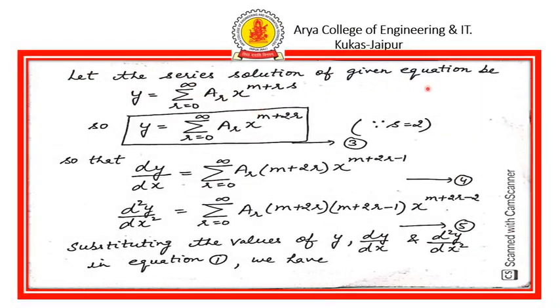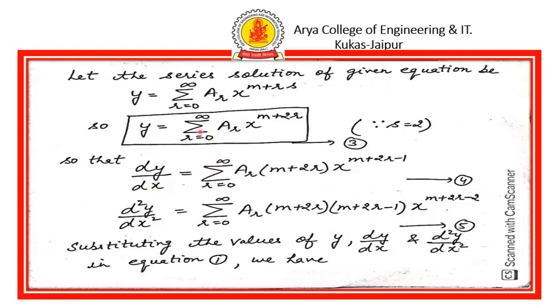Let the series solution of the given equation 1 be y equals summation r equals 0 to infinity a_r x to the power m plus r s. Here s equals 2. So after substituting the value of s, we get the series solution given by equation number 3. Again, if equation 3 is the series solution of differential equation 1, then it satisfies differential equation 1. So we calculate dy by dx and d2y by dx square.